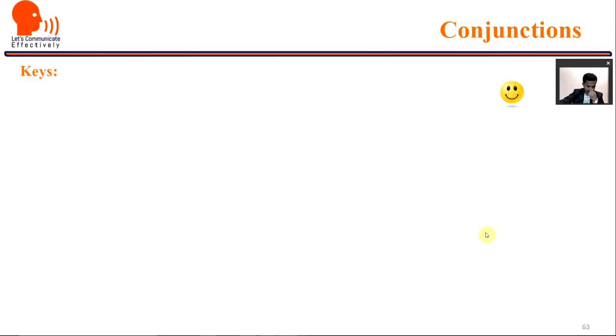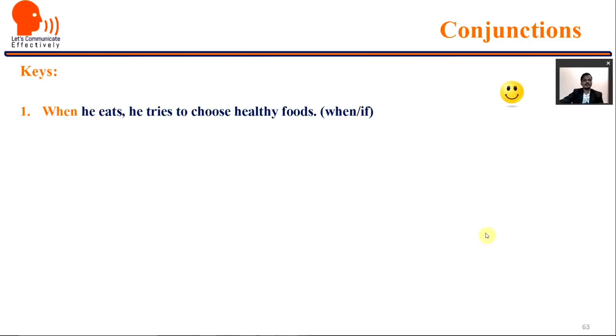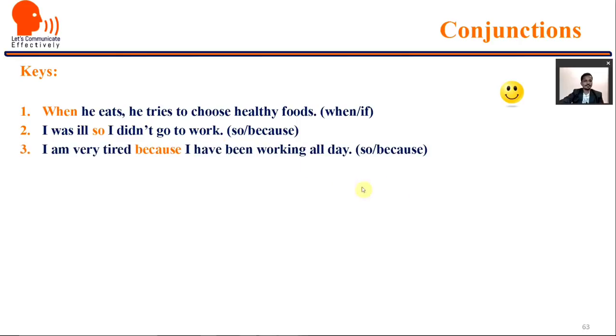Let us see the keys now, the answers. When he eats, he tries to choose healthy foods, not if he eats. I was ill, so I didn't go to work. So the cause and effect. I am very tired because I have been working all day. So effect and then cause, so because.